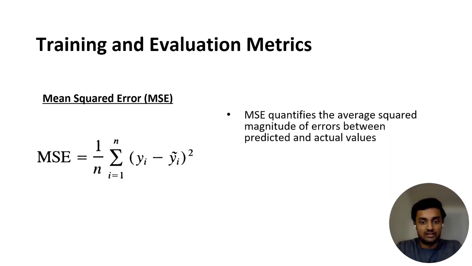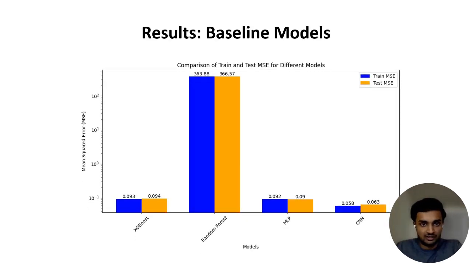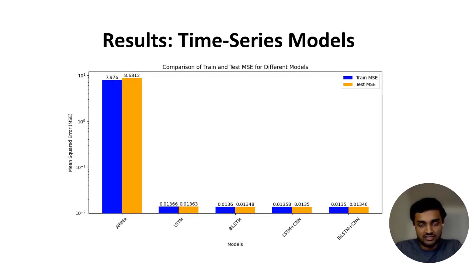So when it comes to training and evaluation metrics, we use mean square error for our model training and testing. This graph illustrates the mean square error obtained from our baseline models. As we can see, the CNN model performs the best, followed by MLP and XGBoost. Contrasting that with our time series approach, we can see that the BiLSTM CNN hybrid, which is our model, performs the best on both training and testing sets, closely followed by the BiLSTM and LSTM CNN models. Although our model has a slight improvement compared to the traditional BiLSTM model, it is still noteworthy.